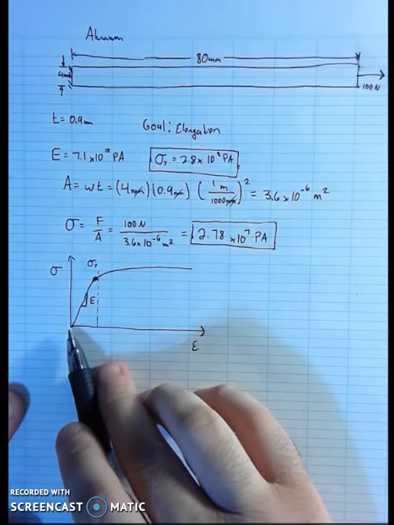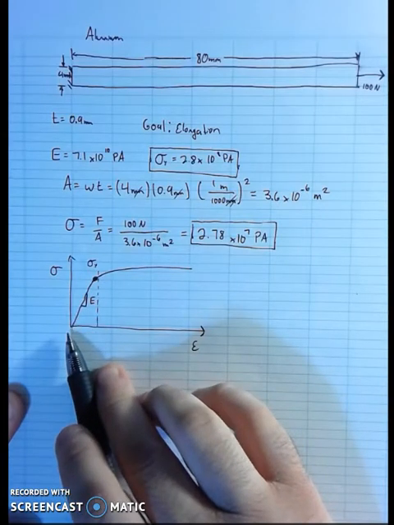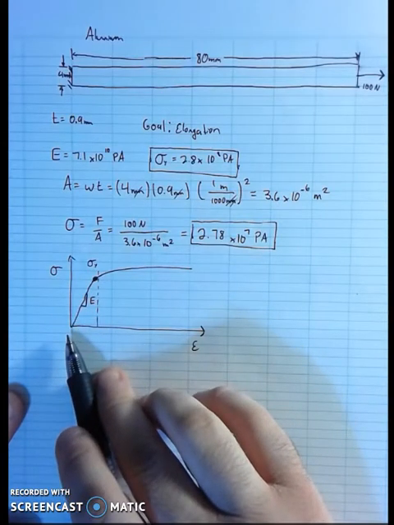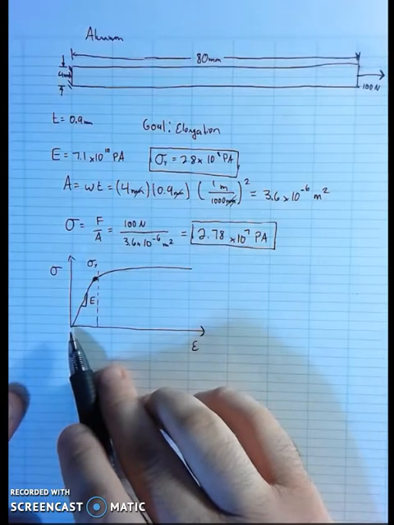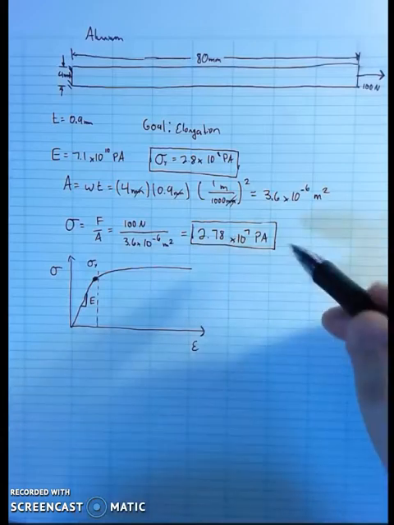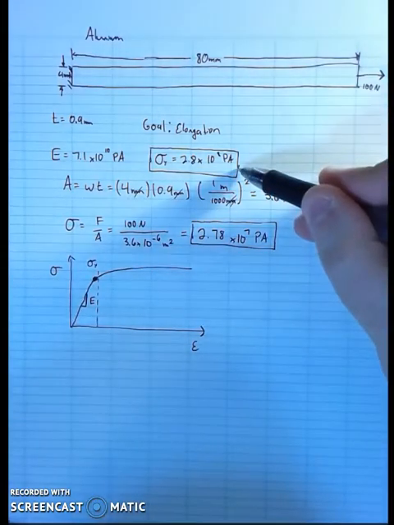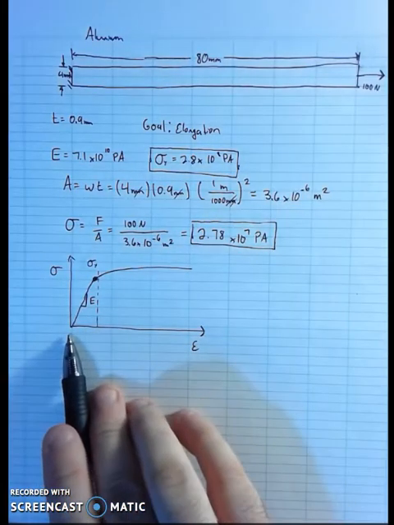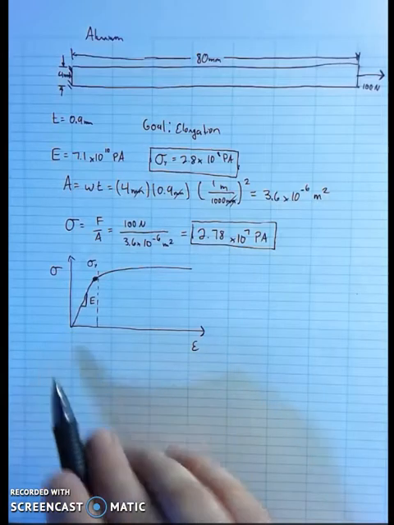What that means is if I load the member and then unload the member, it essentially goes back to the original length. It doesn't plastically deform and assume some longer length as a result of the force that I've imposed. So what I'm checking by comparing this number to this number is that I am in fact in this region to the left of the dotted line. So let's do that comparison.